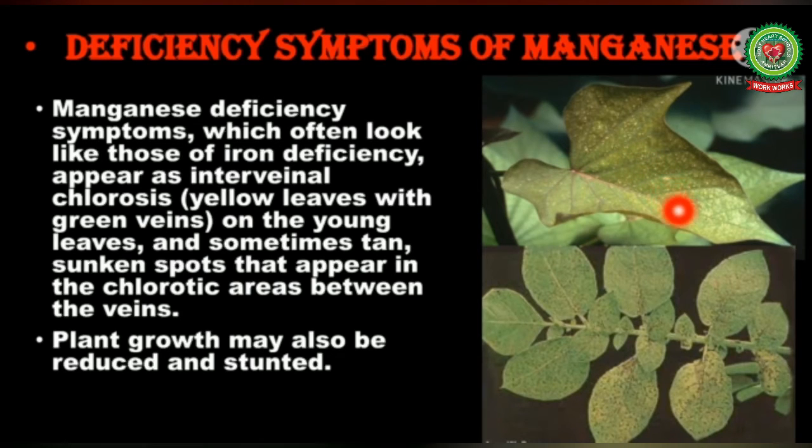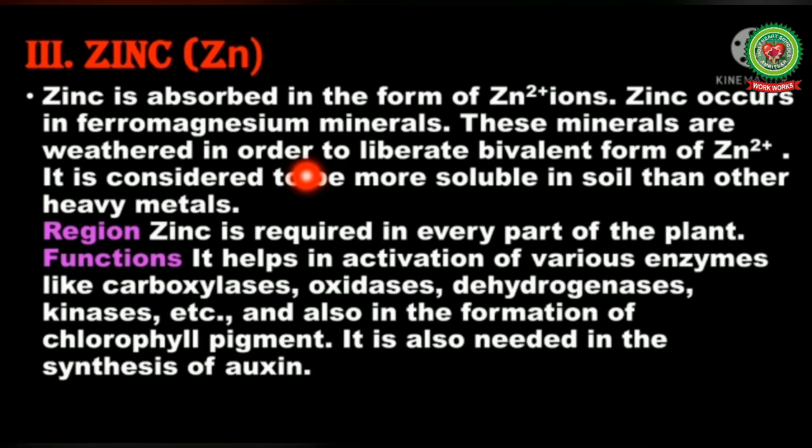Zinc. Zinc is absorbed in the form of zinc ions. Zinc occurs in the ferromagnesium minerals. These minerals are weathered in order to liberate the bivalent form of zinc ions. It is considered to be more soluble in soil than other heavy metals. It is required by every part of the plant.